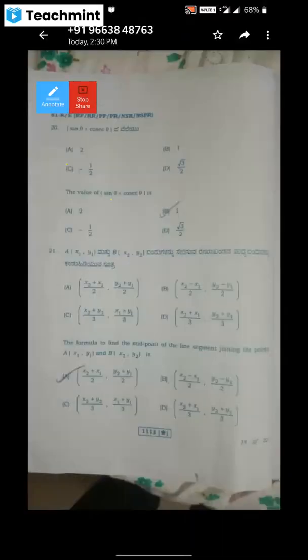Okay, so after 19th, 20th question. Yeah, here is the 20th one. Value of sine theta into cosec theta. Cosec theta can also be written as 1 divided by sine theta. Sine theta into 1 divided by sine theta gets cancelled. So answer is 1. Option B is the right answer.